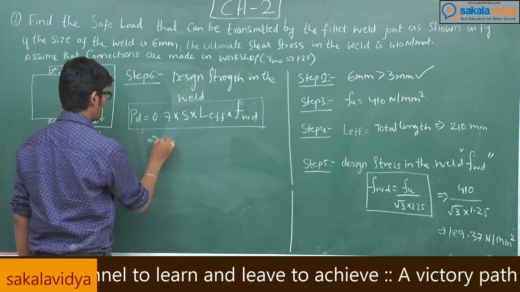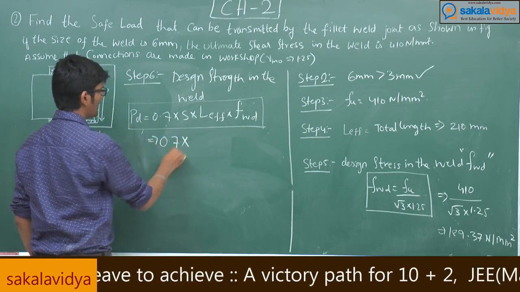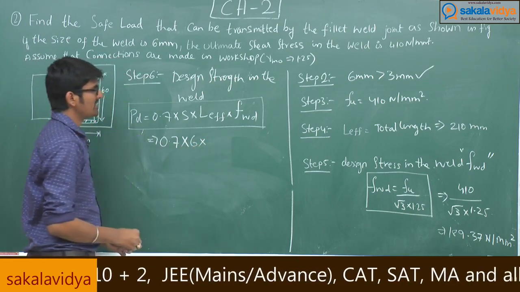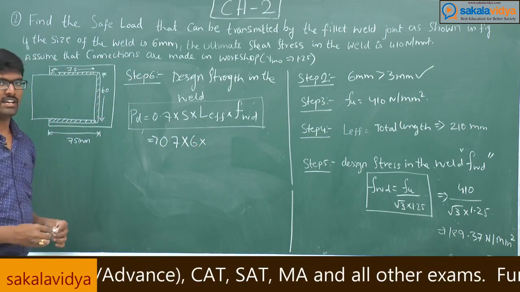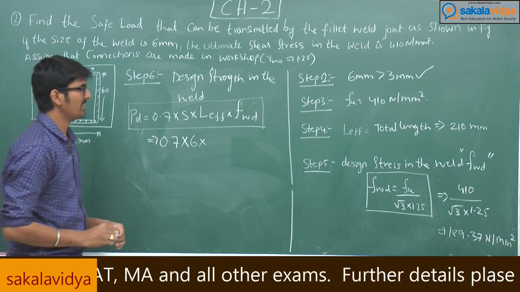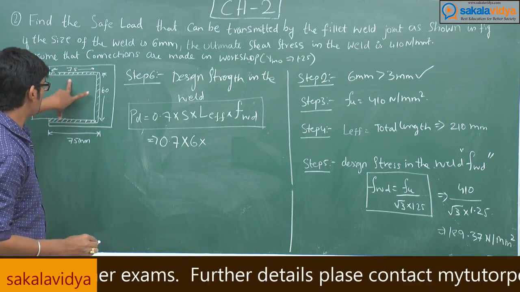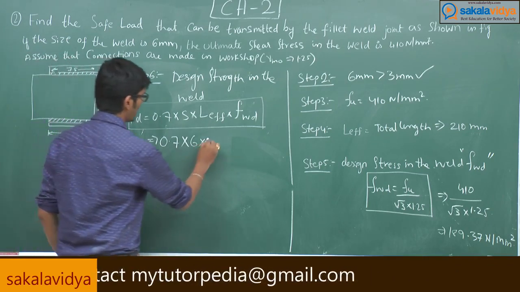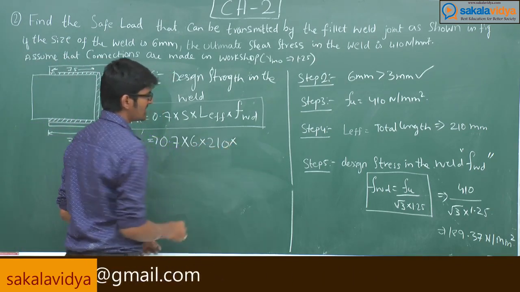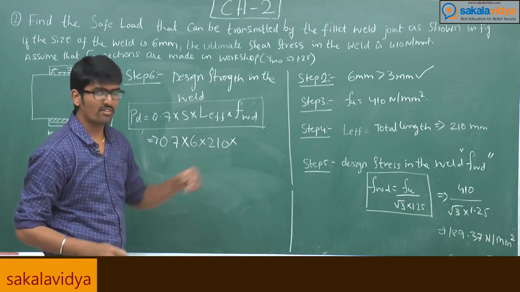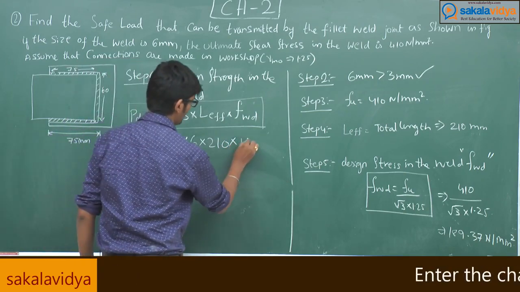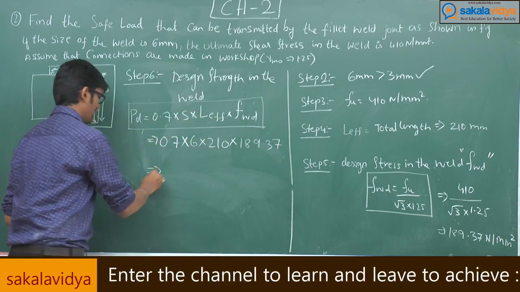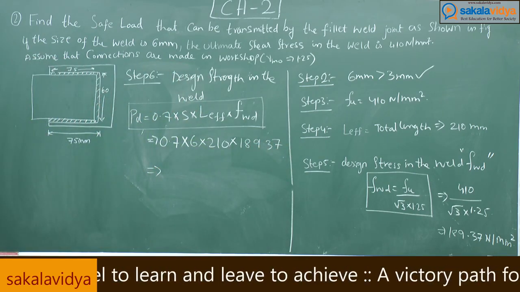So 0.7 into, what is the size of the weld given in the question? 6 mm. What is L effective length? In this condition, L effective length is equal to total length, that is 75 plus 60 plus 75, from here to here, from here to here, from here to here. So 210. What is design stress in the weld? In step 5 you have found that, that is 189.37.